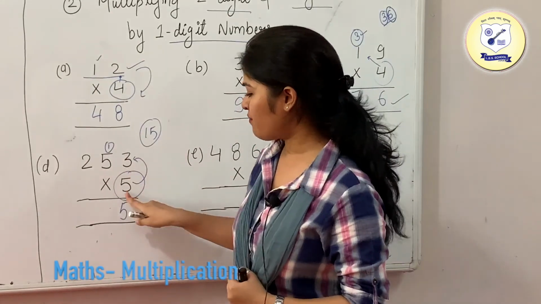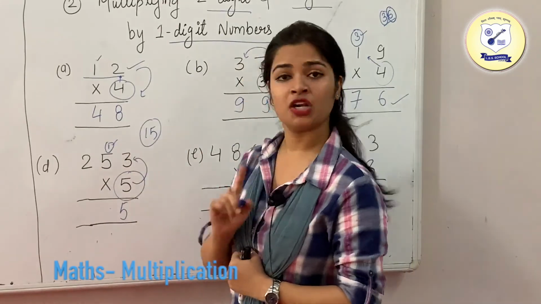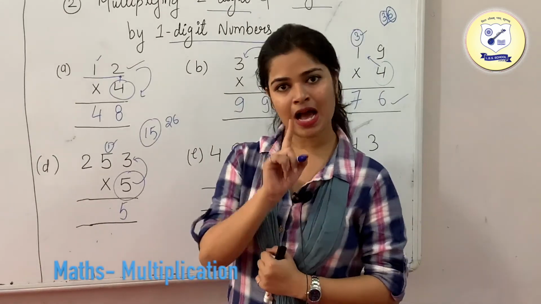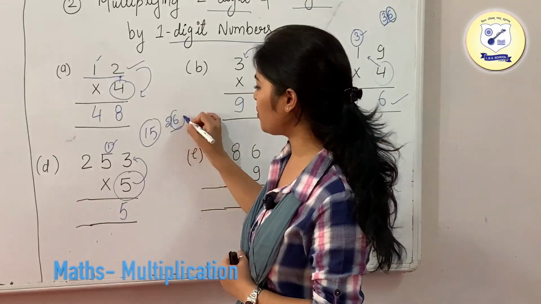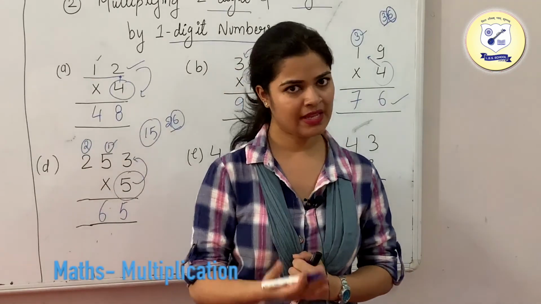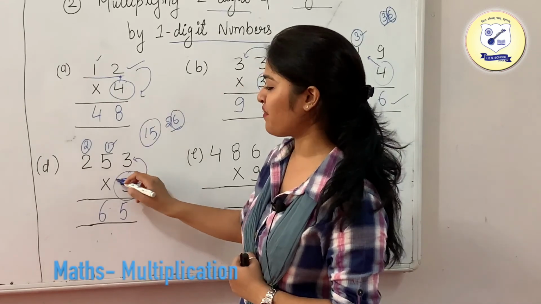Okay. Now 5 5s are 25. 25 plus this carry is 26. Now again we are having a 2-digit number, which is your 26. Among these 2 digits, we are going to write this 6 over here, and we will transfer this 2 as your carry. Okay.